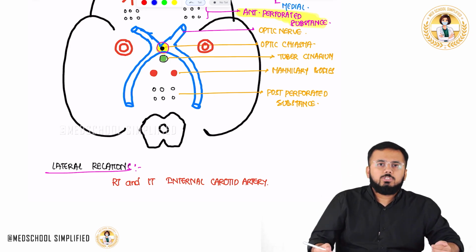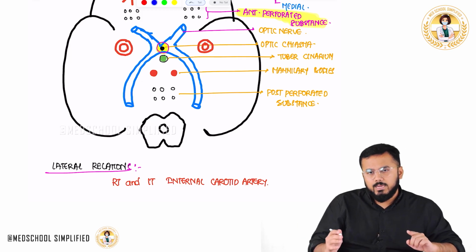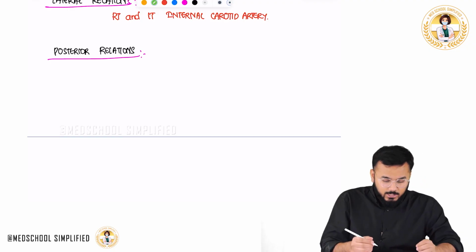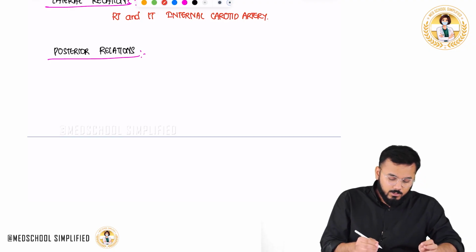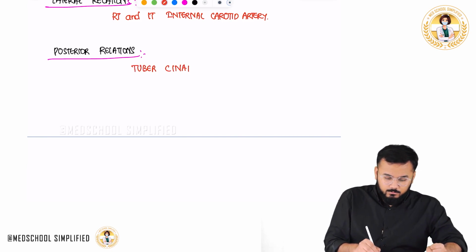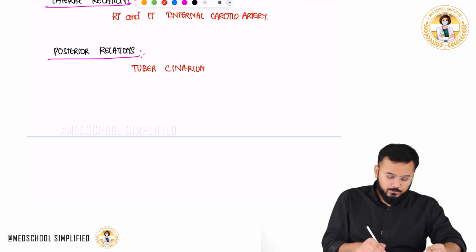and down to the tuber cinereum you have got a structure called as infundibulum. Down to infundibulum or pituitary stalk you have got pituitary gland. So that thing you can see only from the medial aspect. Okay, so I will draw that picture, but for now I'll just write it down. Then I'll draw that picture and I'll show it to you. Okay, so posterior relations are, what did I tell you? One is called as your tuber cinereum. After tuber cinereum you have got your infundibulum.